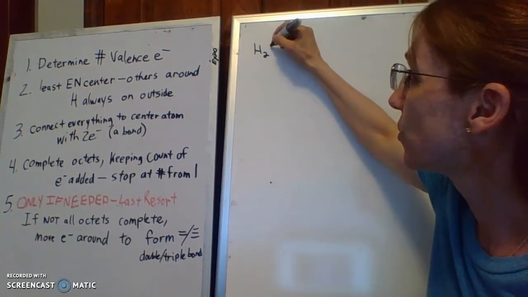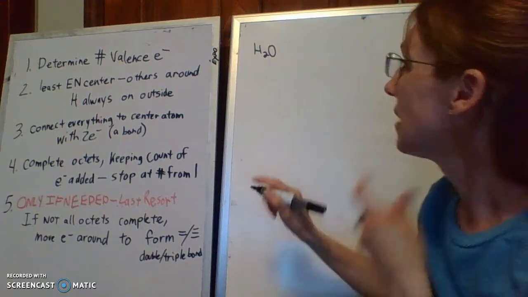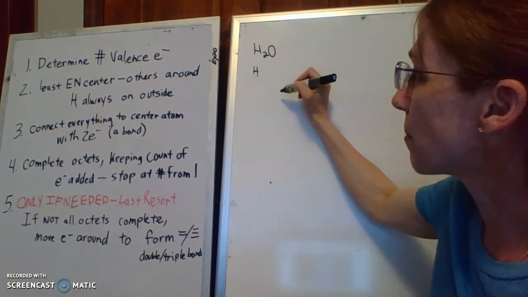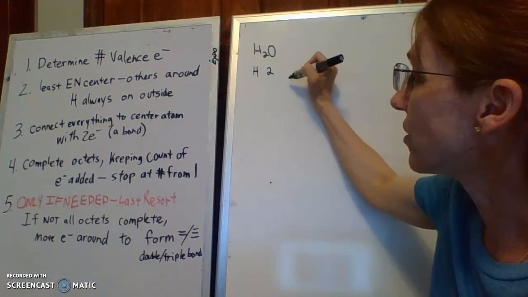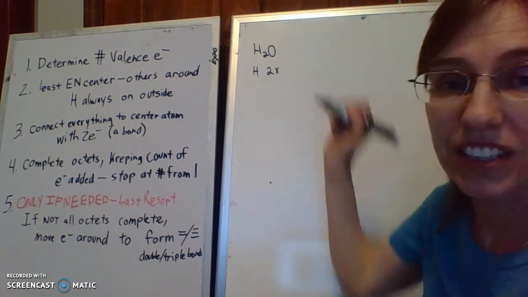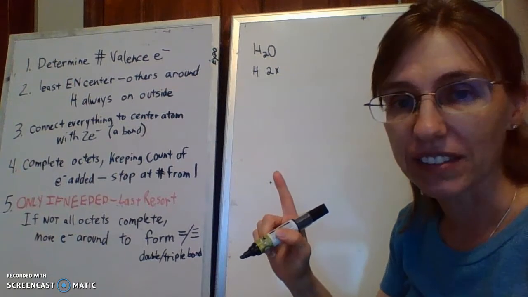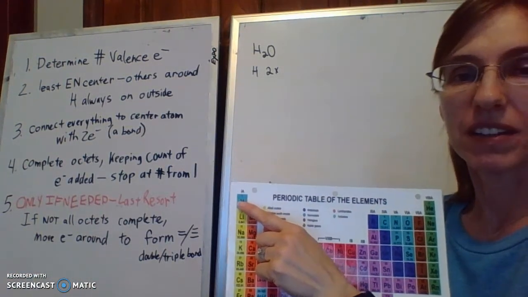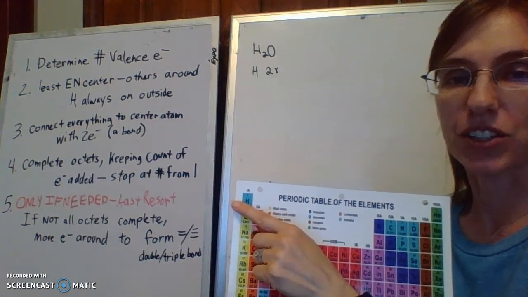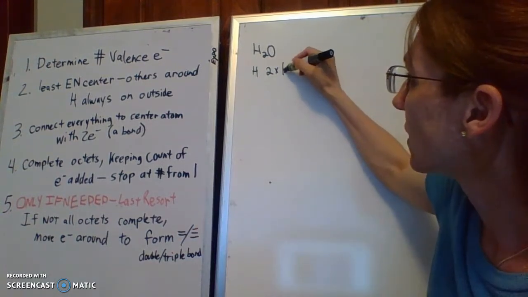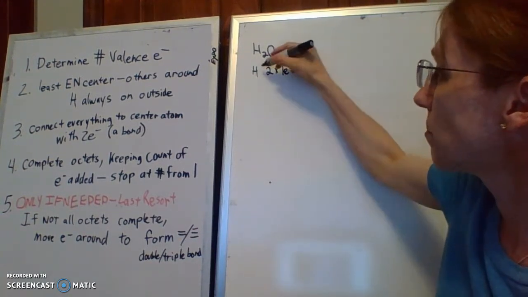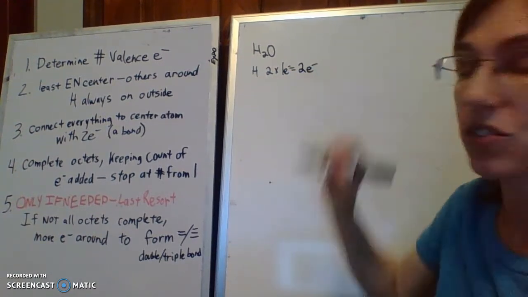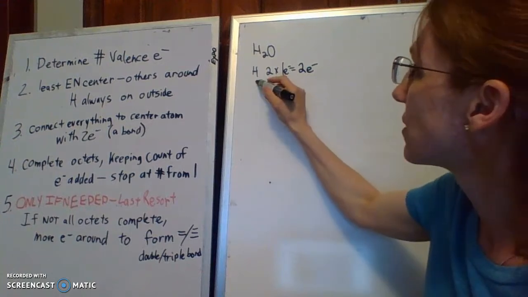Let's do H2O. Okay, so basically we write down, hey, we've got H in this compound. We have 2 H's, and each H has 1 valence electron. We can get our periodic tables and see that H is up here. It's got 1 electron in its outer shell. So 1 electron, which means the total number of electrons from all the H's in this case is 2 electrons. Now let's do oxygen.